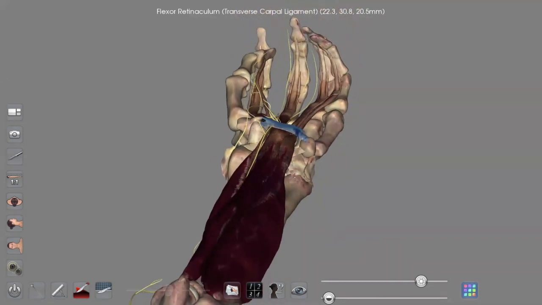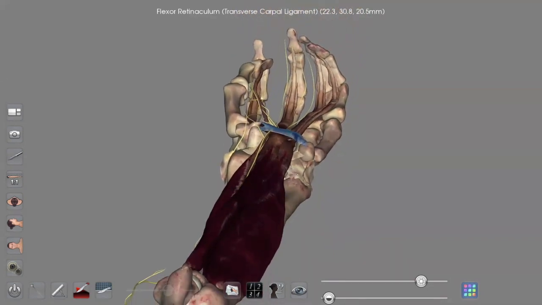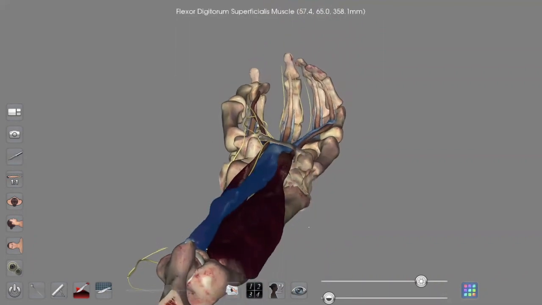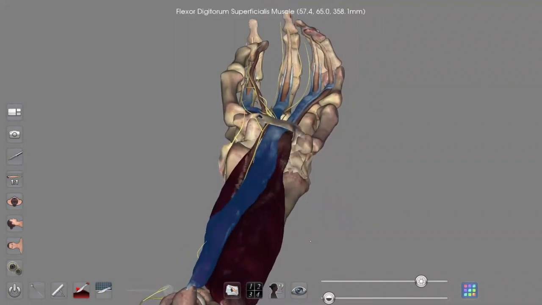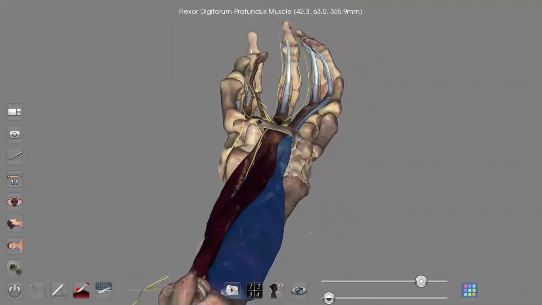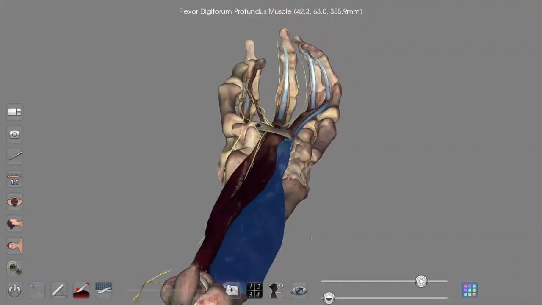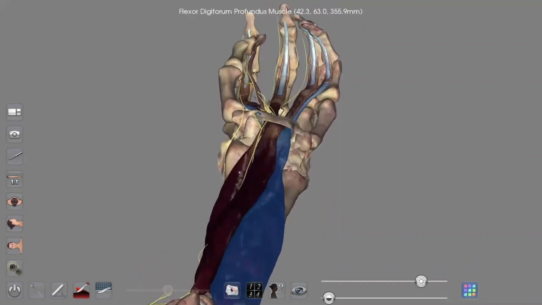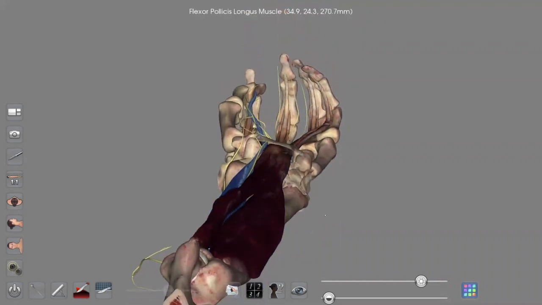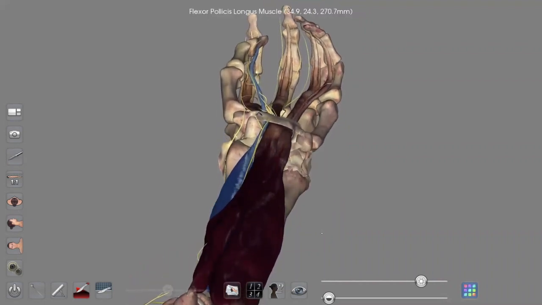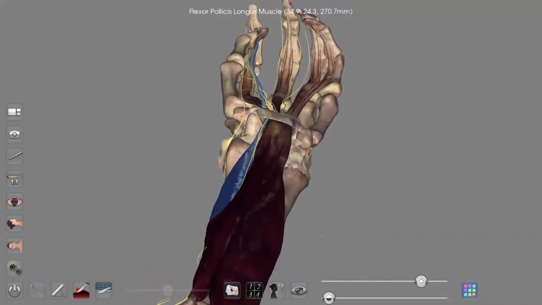Sitting within the carpal tunnel, if we look at it longitudinally here, we have the median nerve, the flexor digitorum superficialis and its 4 tendons, the flexor digitorum profundus and its 4 tendons, and then the flexor pollicis longus tendon. So 9 tendons in total and a nerve.